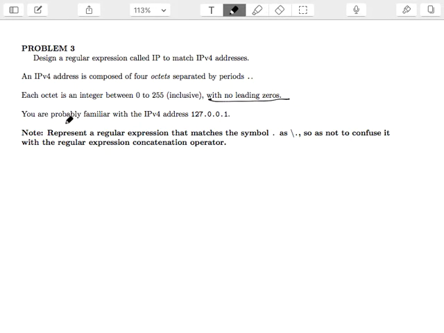So this is saying: represent a regular expression that matches the symbol dot as slash slash dot, so as not to confuse it with the regular expression concatenation operator, right? Because we already have the concatenation operator. You also do not have to use the concatenation operator if you do not choose to. But just for this, since I explicitly called it out here, this is what you should do to match your period.